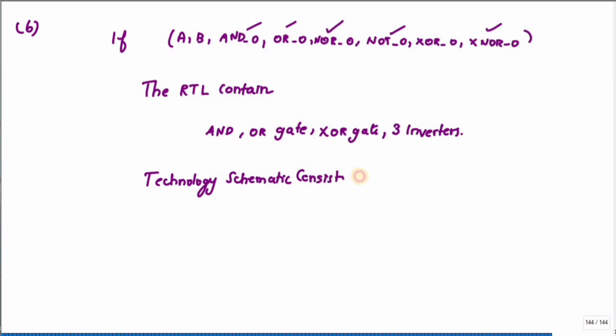So the technology schematic consists of how many 2-input LUTs are required. So for AND, OR, XOR, XNOR and NOR, you require 5 2-input LUTs and 1 LUT for the NOT gate. So here it talks about only the number of inputs. So what is LUT? LUT is nothing but a lookup table.